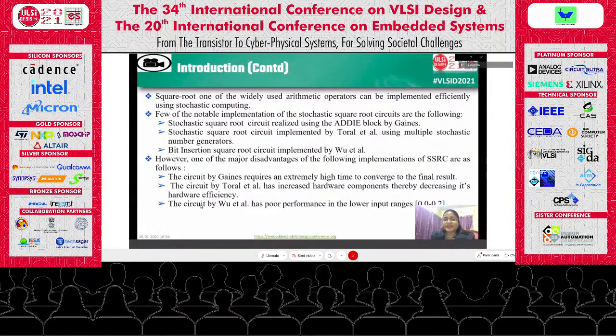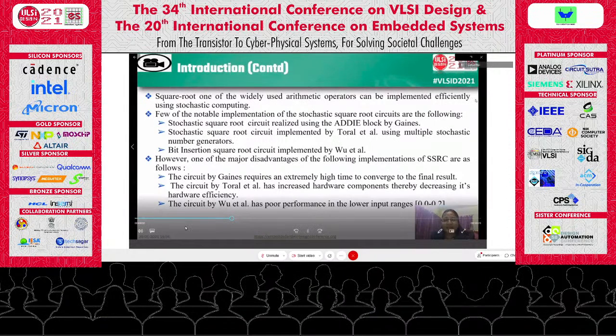To overcome these disadvantages, Tomar later proposed a circuit in which multiple random number generators were used to eliminate the correlation between the inputs. Thus, the squaring operation could be accurately performed, but at the cost of increased hardware complexity.